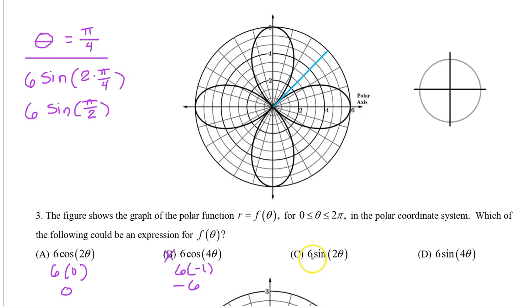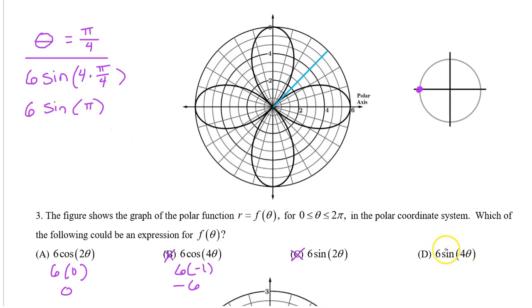What about option C? 6 times the sine of 2 theta becomes 6 times the sine of 2 times pi over 4. This simplifies to 6 sine pi over 2. The sine of pi over 2 is 1. That's the y value. So this is 6 times 1, which is 6. At pi over 4 radians on the polar graph, an r value of 6 would be right here. This is not a point on the graph of f of theta, so option C has been eliminated.